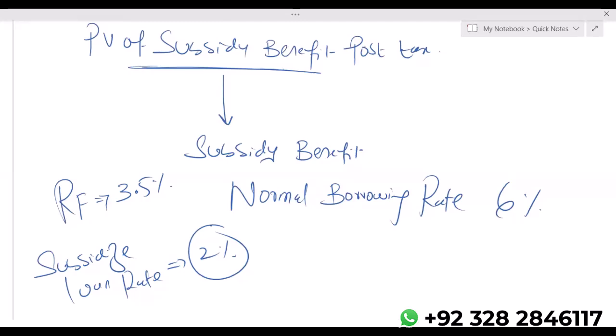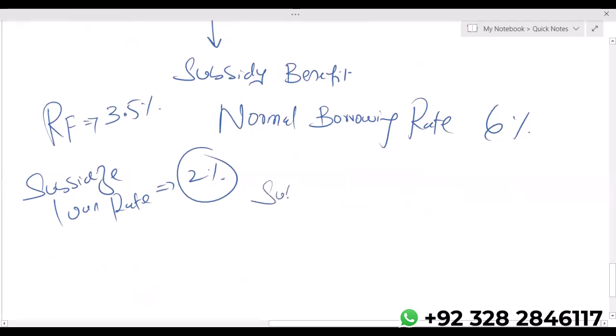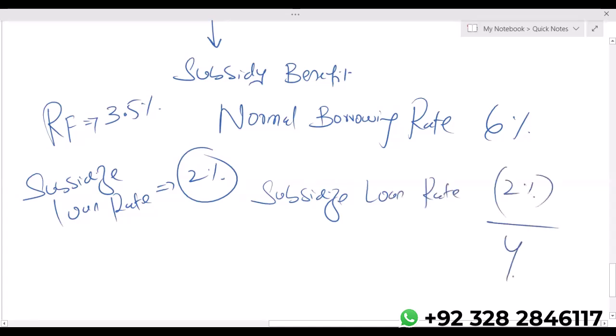Students, in this example, what will be the subsidy benefit percentage? Excellent, 4%. Because my normal borrowing rate is 6% and the subsidized rate is 2%. So the benefit is 4%. Great. So the subsidy benefit is 4%.